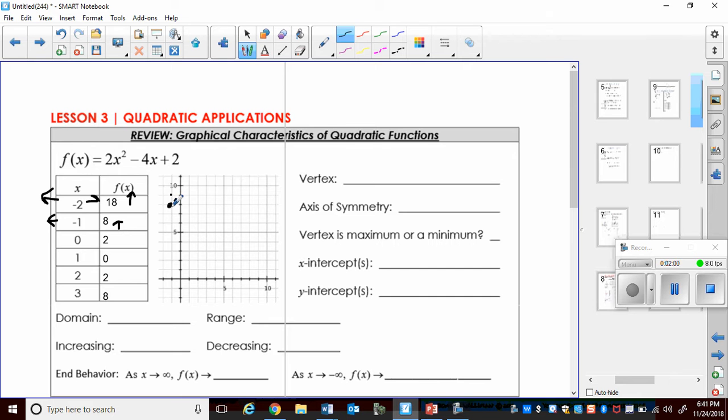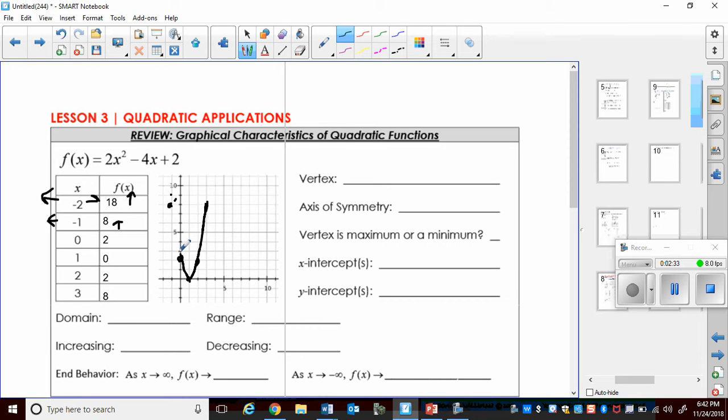Sorry about all the black marks. And then we have 0, 2. So here's another point, my y-intercept. And we have 1, 0. Then we start back over with 2, 2. Then we have 3, 8. So right here is my last point. And then we just make our curve.